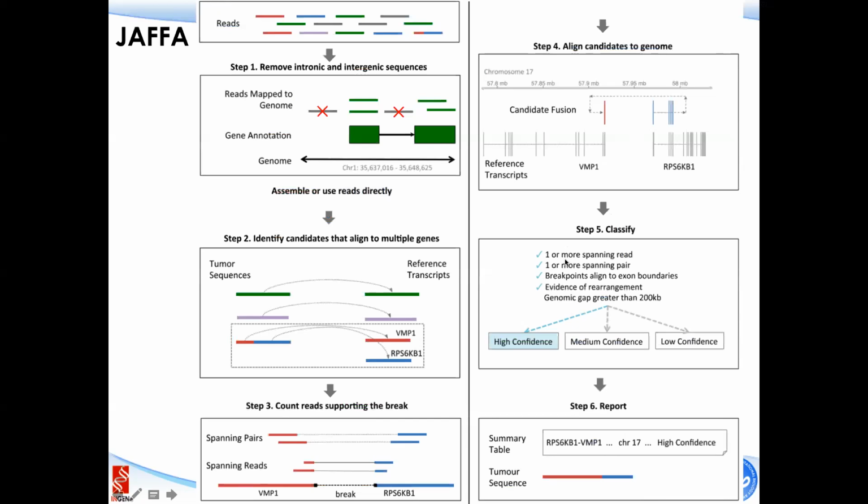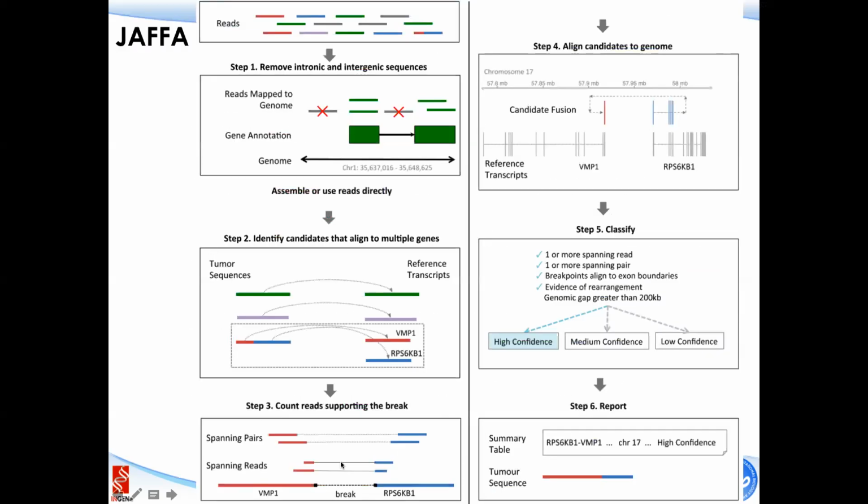But I think the most important thing here is that they have a final step to score each of the gene fusion events they have identified, using certain criteria like evidence of rearrangement from public domain, the number of breakpoints aligned to exon boundaries, and how many spanning reads, how many spanning pairs. So this is a spanning pair: the 2 fragments mapped to two genes. And spanning reads means just 1 fragment that's mapped to the breakpoint.